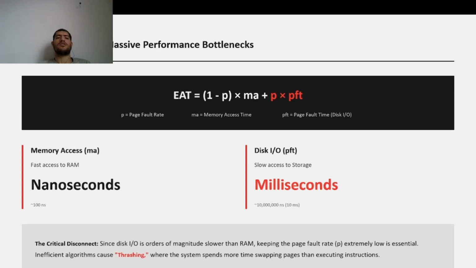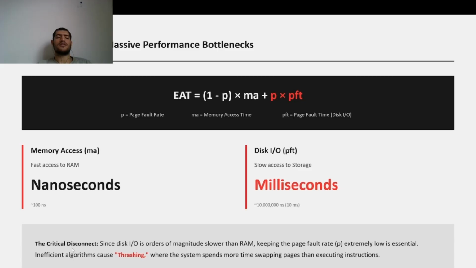Second, page faults create massive performance bottlenecks. If we look at this equation, the effective access time is equal to (1 minus p), where p is the page fault rate, multiplied by the memory access time, plus p, the page fault rate again, multiplied by the page fault time. Memory access is fast access to RAM, executed in nanoseconds, and the disk is slow access to storage, executed in milliseconds, which is many times slower than the memory access of the RAM.